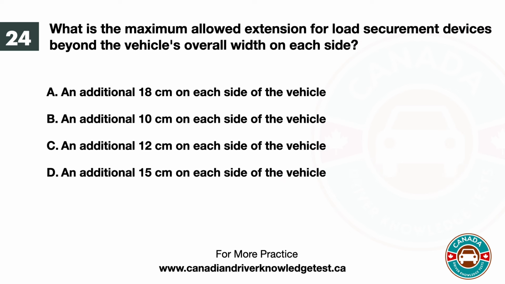Question 24. What is the maximum allowed extension for load securement devices beyond the vehicle's overall width on each side? A. An additional 18 centimeters on each side of the vehicle. B. An additional 10 centimeters on each side of the vehicle. C. An additional 12 centimeters on each side of the vehicle. D. An additional 15 centimeters on each side of the vehicle. The answer is B. An additional 10 centimeters on each side of the vehicle.